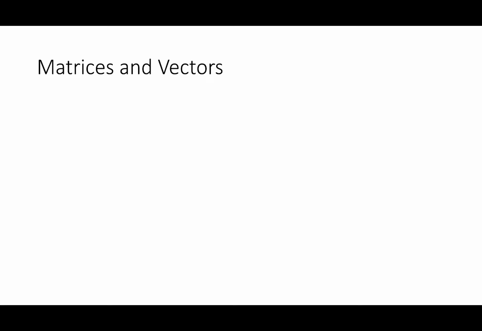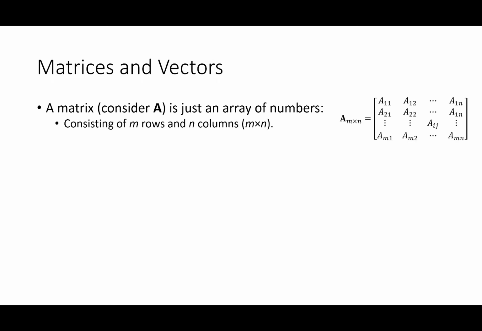Okay, so first off, if I throw the term matrix at you, y'all generally know what I'm talking about, right? A matrix is just a table of numbers that consists of m rows and n columns, right? So if I was looking at some arbitrary term in the matrix, like for example A21, it's in the second row, first column.